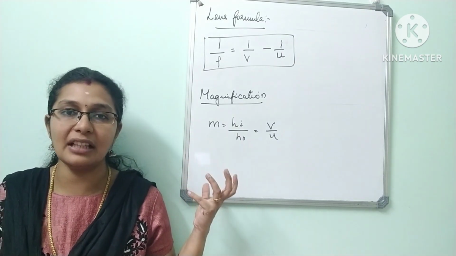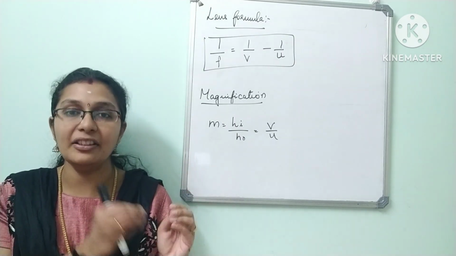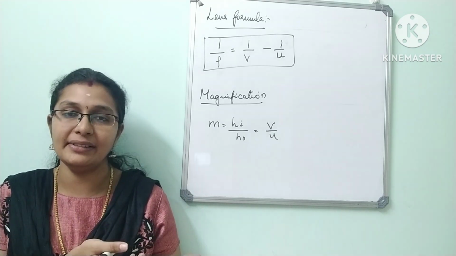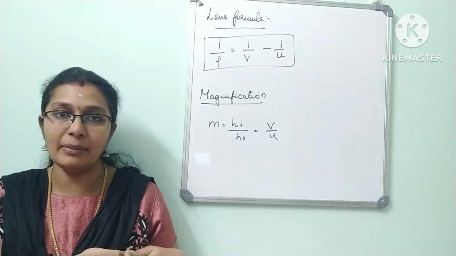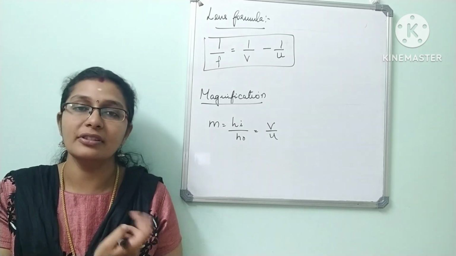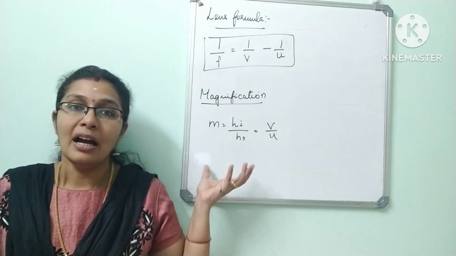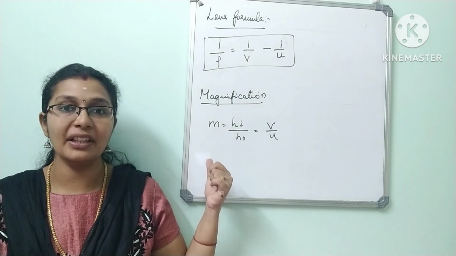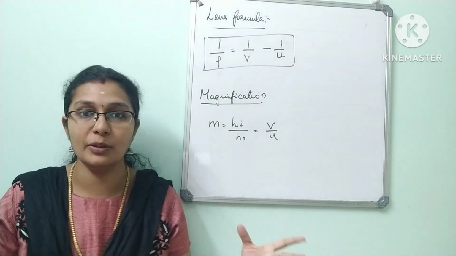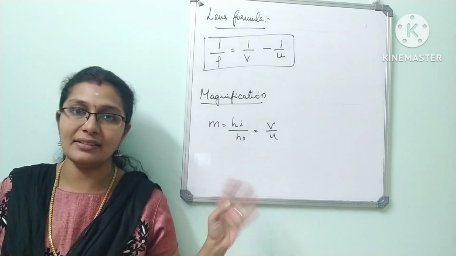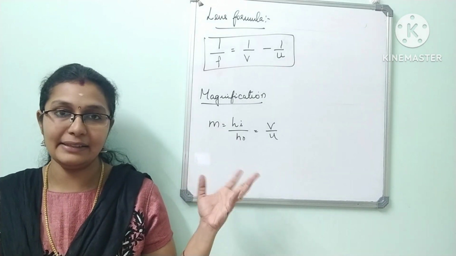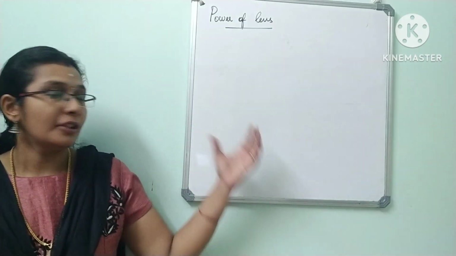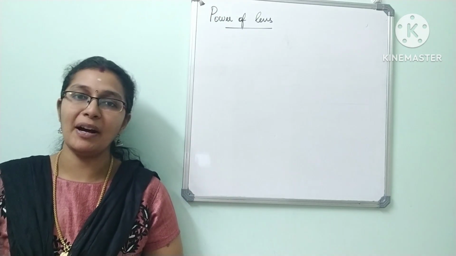So magnification is nothing but, when you compare it with the object size, how is your image size? It is lesser than the object size by what ratio? This is what we understand by the term magnification. Clear? So magnification for mirror was minus V by U. Here it is V by U. That is the difference for mirror and lens. Clear? So the last topic of this lesson is power of lens.